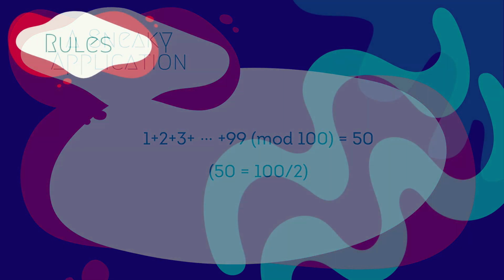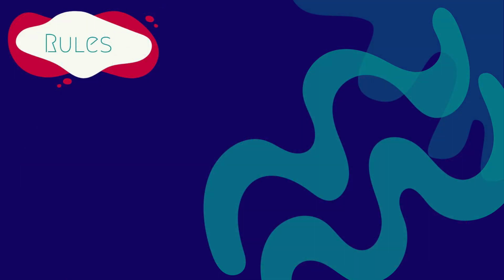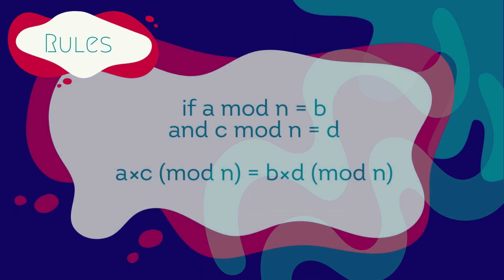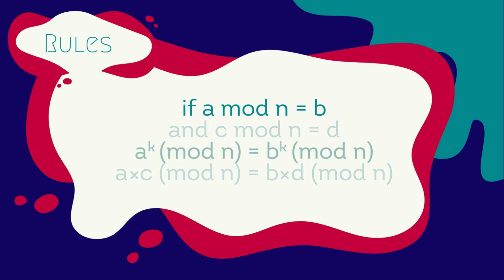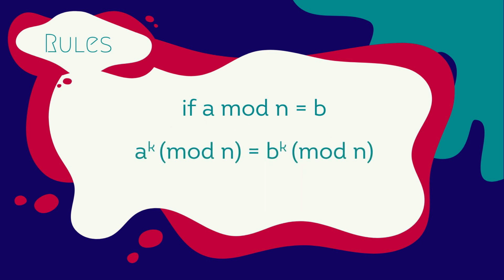I'm going to wrap this up by stating a couple more rules. The rules that we had earlier about addition and subtraction, we can do a similar thing with multiplication. So if A mod n is B and C mod n is D, then A times C mod n is the same as B times D mod n. Further, and this is really just an extrapolation of that last rule, if A and B are equal mod n, then A to the k is equal to B to the k mod n for any integer exponent k.